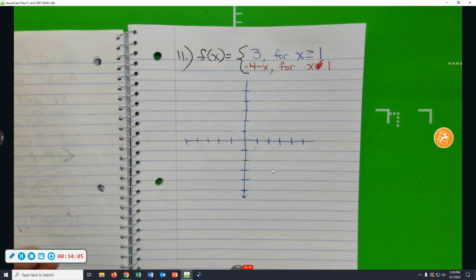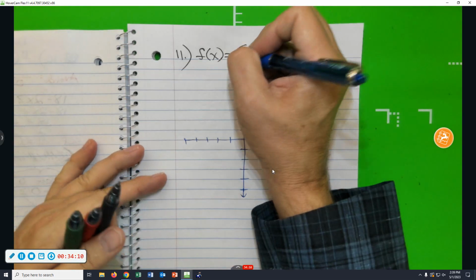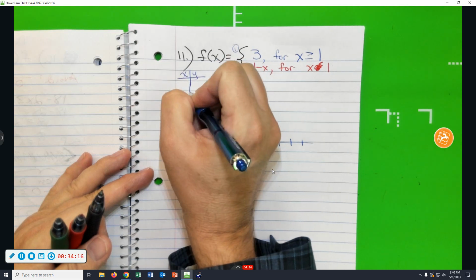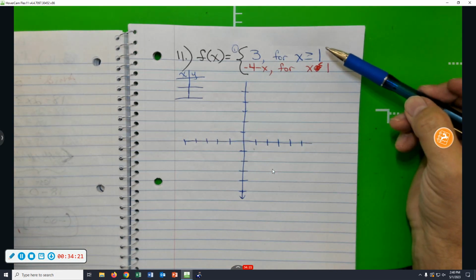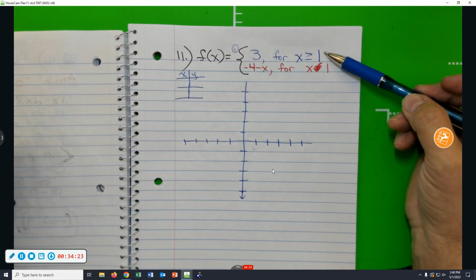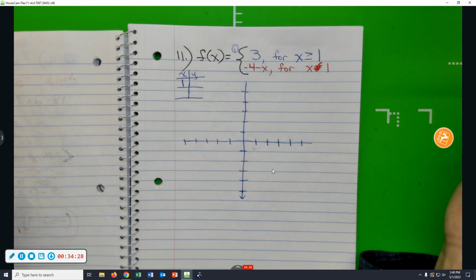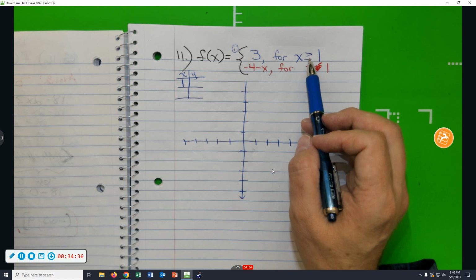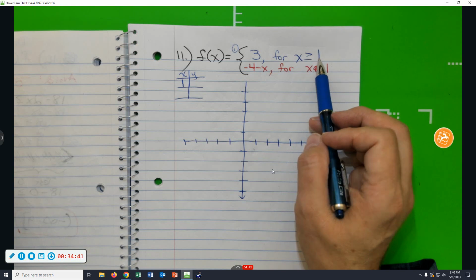I'd start off by making a table of values for the first piece. Here it is. The first number I must use in this table of values is the number that appears in the inequality. I've got to use a 1. That's my cut point. Now, we'll use the same rule for labeling the starting point. The equality is acceptable. X can equal 1.